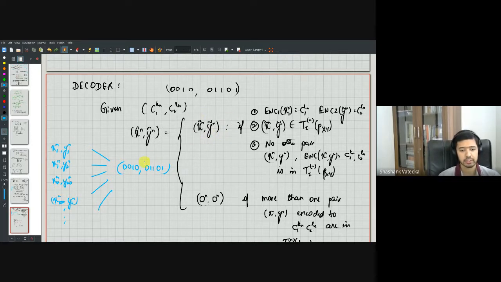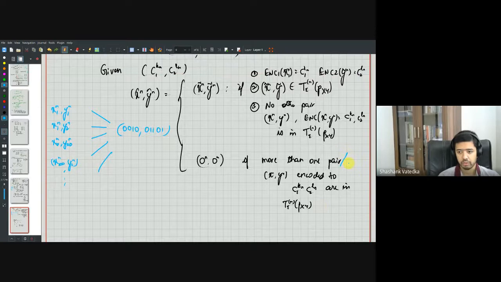If there is exactly one jointly typical pair. If either there is more than one pair or no pair, if none of these are jointly typical, or if more than one are jointly typical, then it just outputs some random pair of messages. Let's say zero messages. Okay, so that is what the decoder does. Is that clear?